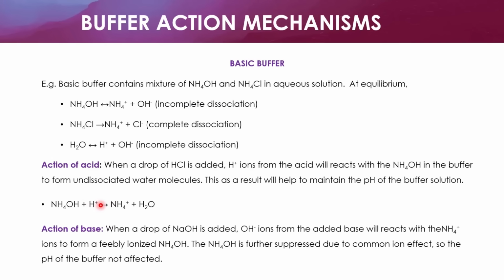Buffers in living systems. The three primary major buffering systems in the human body or living systems are the carbonic acid bicarbonate buffer, the phosphate buffer system, and the plasma protein buffer system. So this is a carbonic acid bicarbonate buffer system. This is also the plasma protein buffer system and the phosphate buffer system.